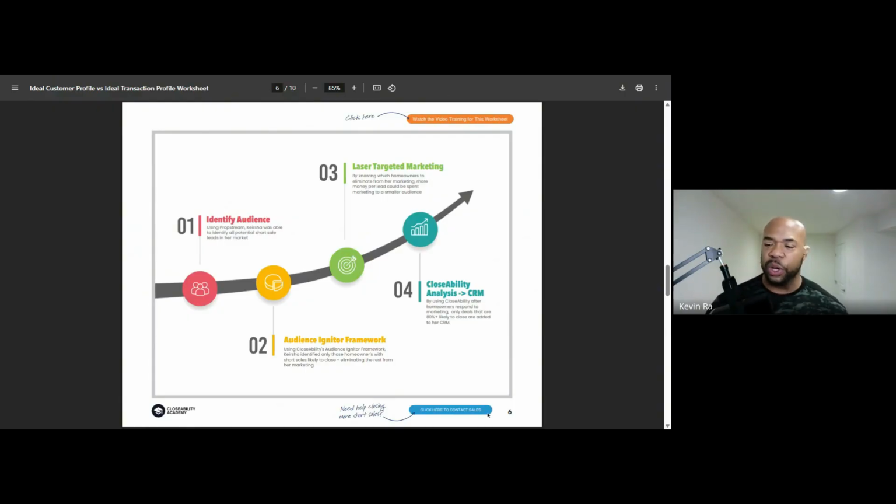We're going to use those tools to reduce the size of that audience from 1,000, 2,000, all the way down to 300. So within the Audience Igniter framework, we are looking at the top 300 potential deals in our market, or for some of you that work in multiple markets, per market. Well, what does that do?